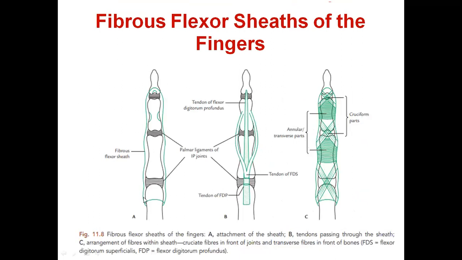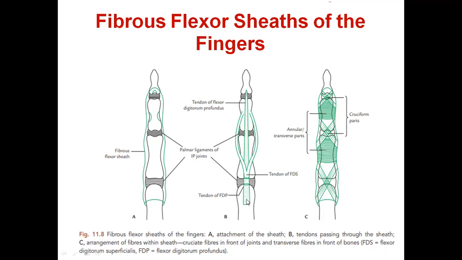These are the fibrous flexor sheaths, this outline. This outline is the fibrous flexor sheaths of fingers. You can see it is attached to the sides of the phalangeal bones. Now inside these fibrous flexor sheaths, you find the long flexor tendons of the forearm entering and getting inserted. The superficial one is the flexor digitorum superficialis, below which you find flexor digitorum profundus.